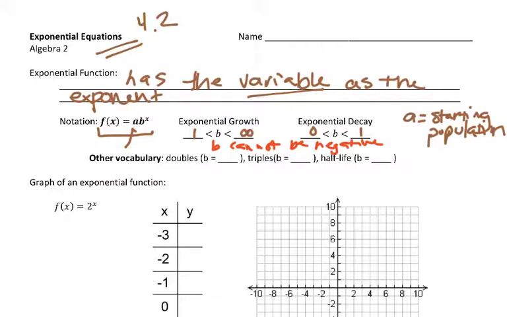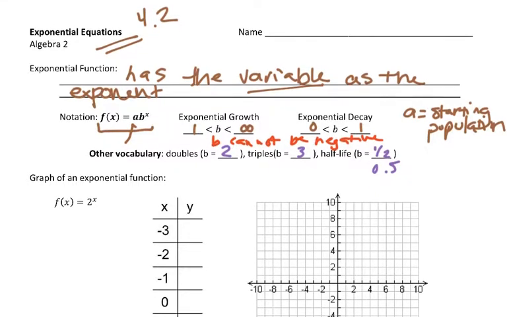So, other than that, there's other vocabulary that talks about this, so rather than just growth and decay, they may also say that it grows by doubling or tripling, or it has a half-life. And so those will end up giving you values like a b of 2 for doubling, a b of 3 for tripling, or a half-life of a half, or 0.5, for your rate of growth there for b.